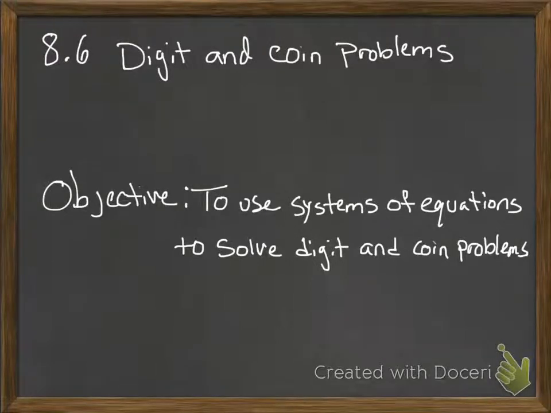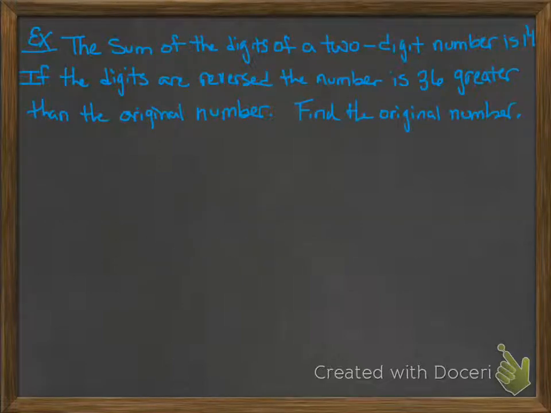8.6 is digit and coin problems, and you've probably seen problems like this before, but didn't realize that you were actually using your algebra skills for it. So we're going to be looking at how to set up equations now for these coin problems and digit problems. We're going to use systems of equations to solve digit and coin problems.